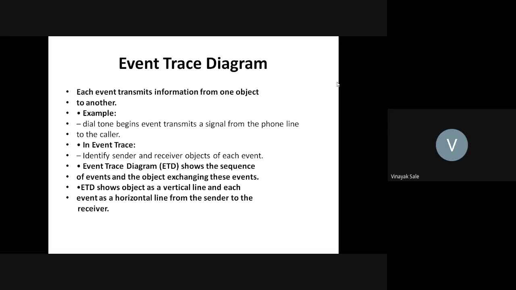The event trace diagram shows the sequence of events and the objects exchanging these events. It shows objects as vertical lines, and each event as a horizontal line from sender to receiver. See this figure.